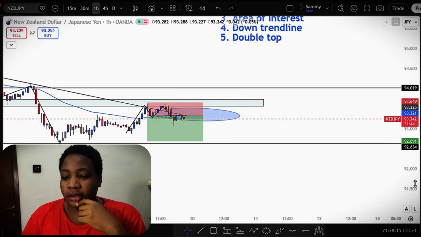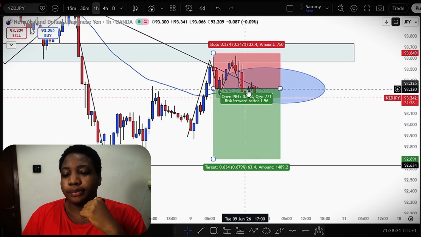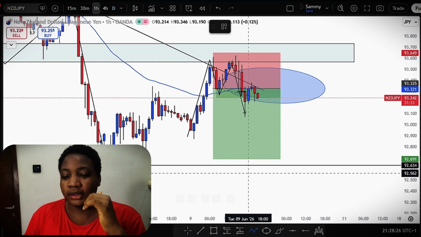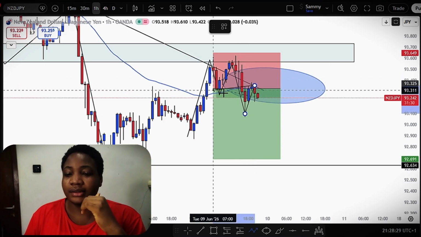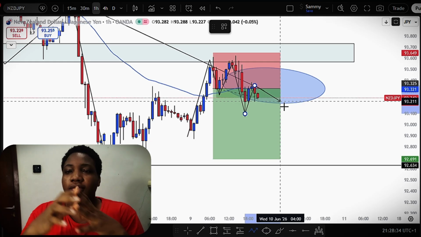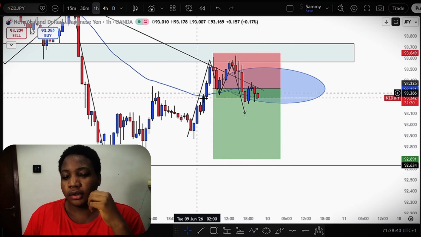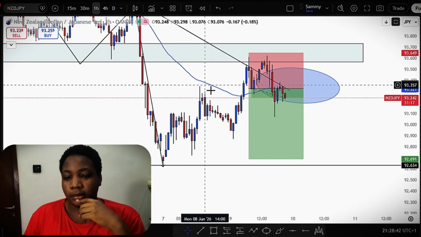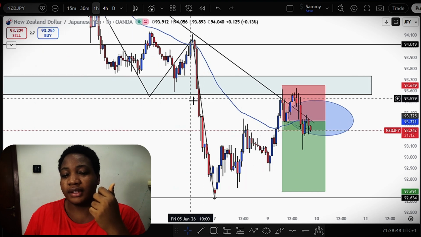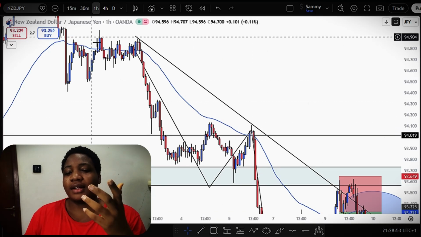And then looking down again, we didn't just break the neckline to form a double top. What happened is we now came back to retest the neckline. So you have a break and retest of the double top neckline, and then on that retest we touched this 50 EMA. That's why I also said that time that I was seeing patterns.